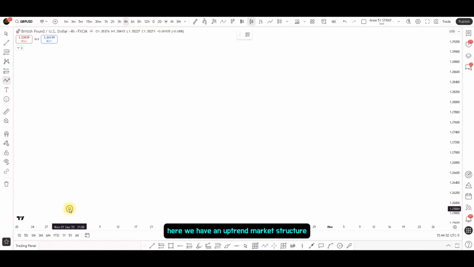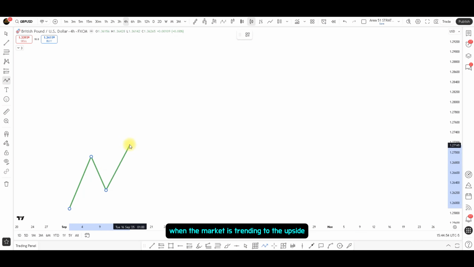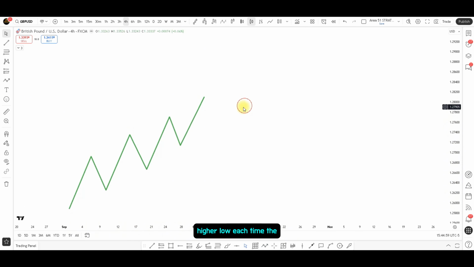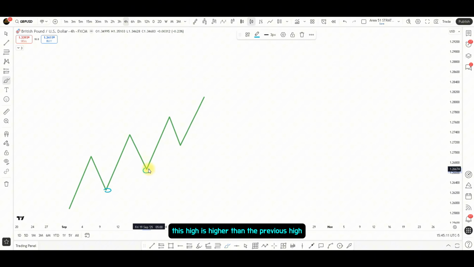Here we have an uptrend market structure. When the market is trending to the upside, it creates what we call a higher high, higher low. Each higher low is higher than the previous lows. You can see this high is higher than the previous high, and this higher low is higher than the previous low. This is what we call higher lows. All right, so this one we call higher lows.